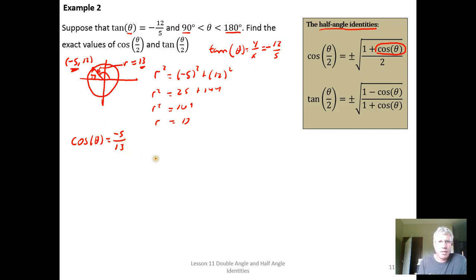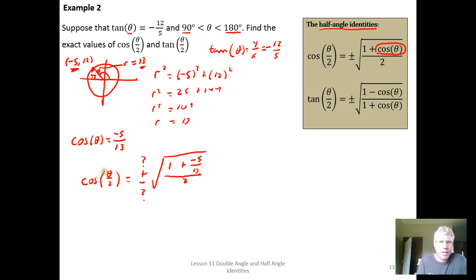And now I can calculate the cosine of theta over 2. I'm going to need to be a hair careful. I get cosine of theta over 2 equals, and I'm going to put the plus or minus here first, but with a question mark over it, because we need to know whether to use the positive or negative square root. And we get the square root of 1 plus the cosine, which is -5/13, and it's all over a 2. And we need to determine the quadrant that we're in.